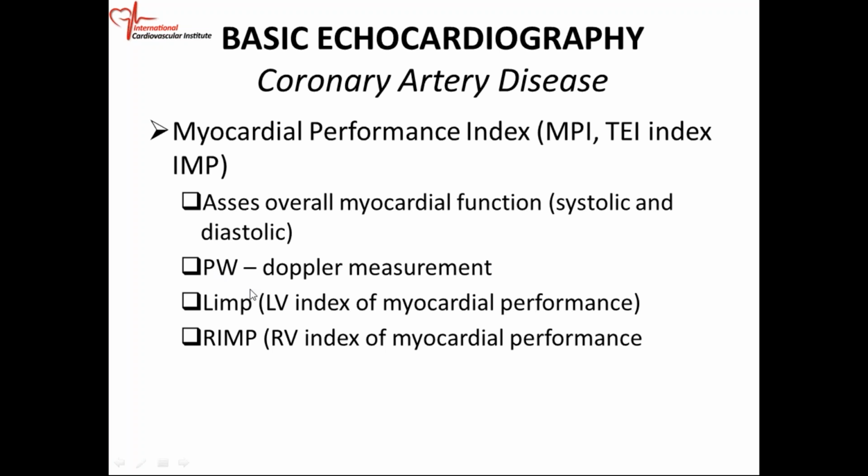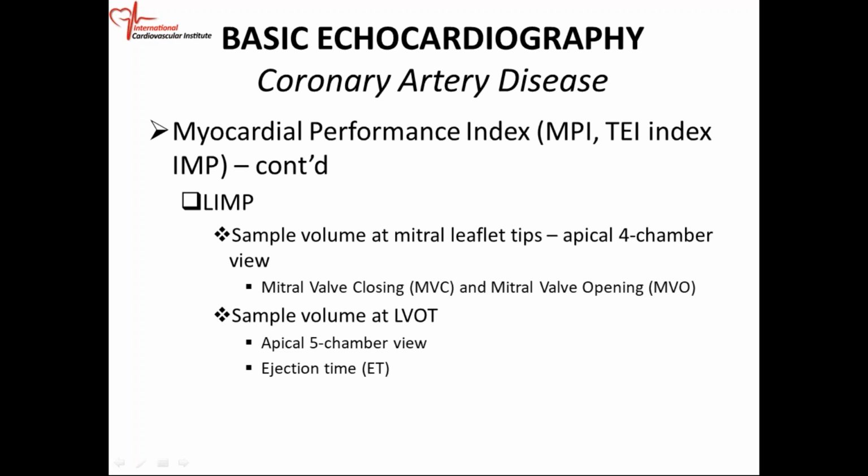We use pulsed Doppler. When we did it for the right side, we talked about RIMP. So it's LIMP for the left side, left ventricular index of myocardial performance. So RIMP for the right side, LIMP for the left side. Okay, it's a pulsed Doppler measurement. The sample volume is at the tip of the mitral leaflet, and we do it in the four chamber view. So if you remember what we did when we did RIMP, it is the same thing.